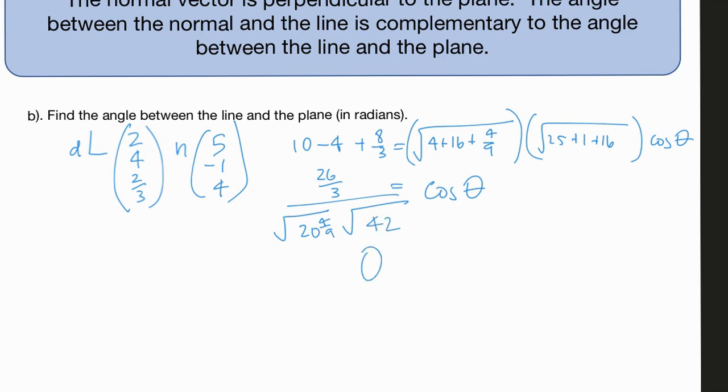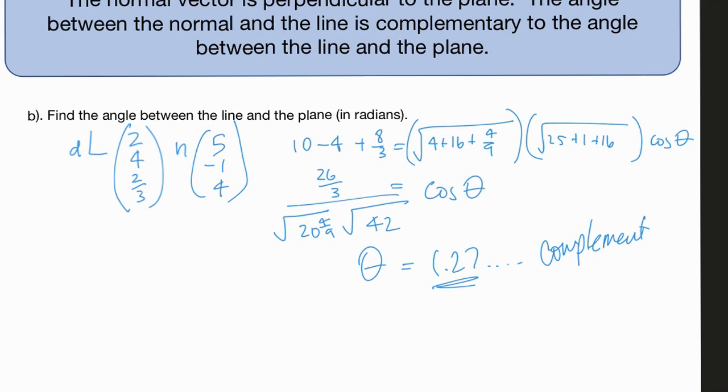This is where you grab your calculator. You do inverse cosine of that big calculation, and you get 1.27 and so on. That keeps going. Do not round it. Keep it in your calculator, please, because this is not the answer we're looking for. We are looking for the complement to this, which means this angle and some other angle have to add up to pi over 2.